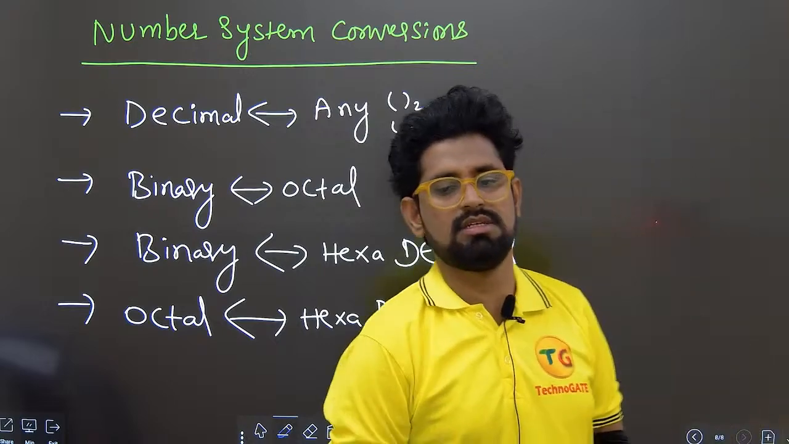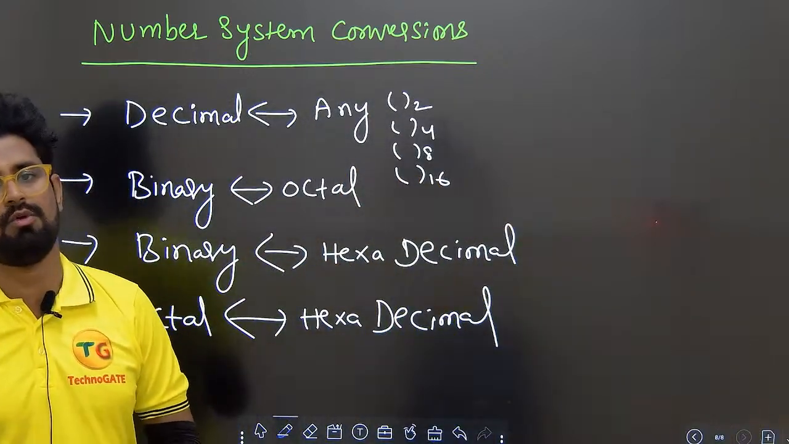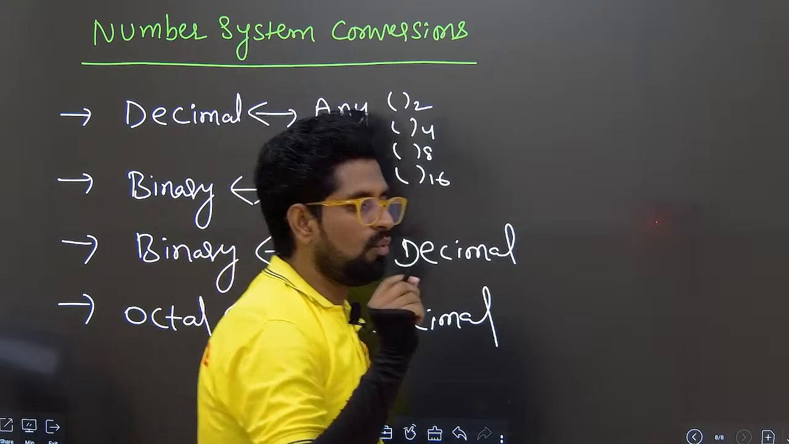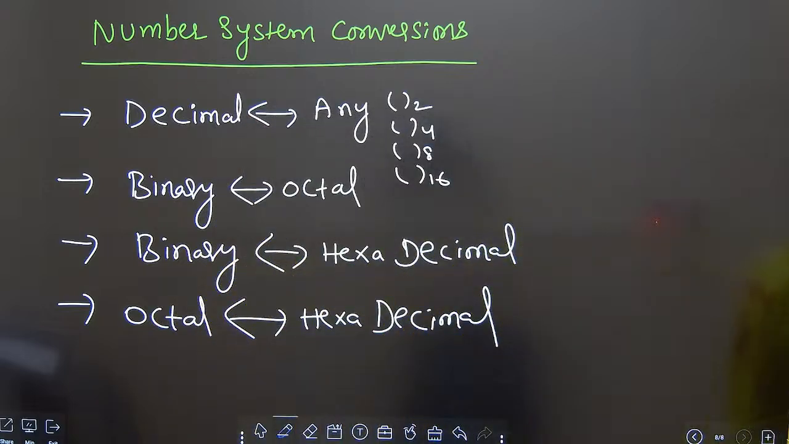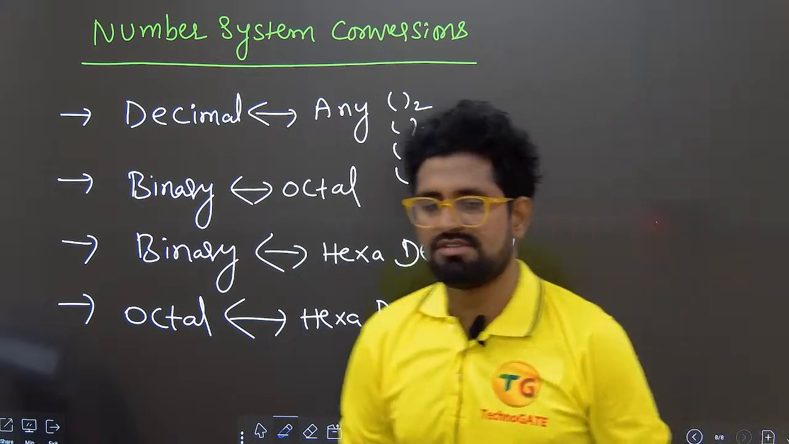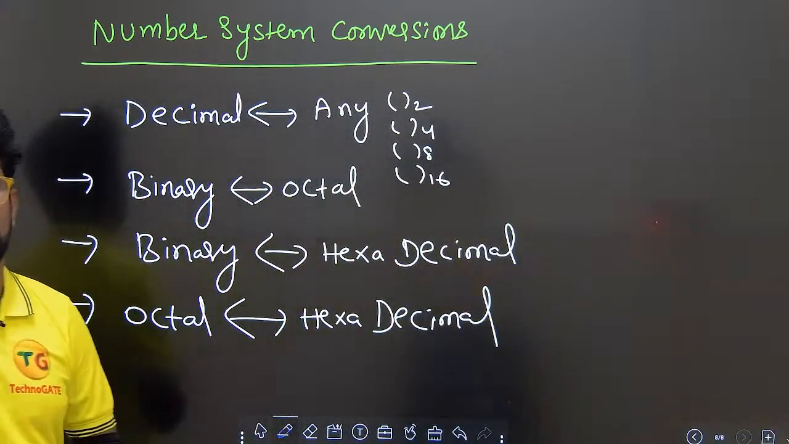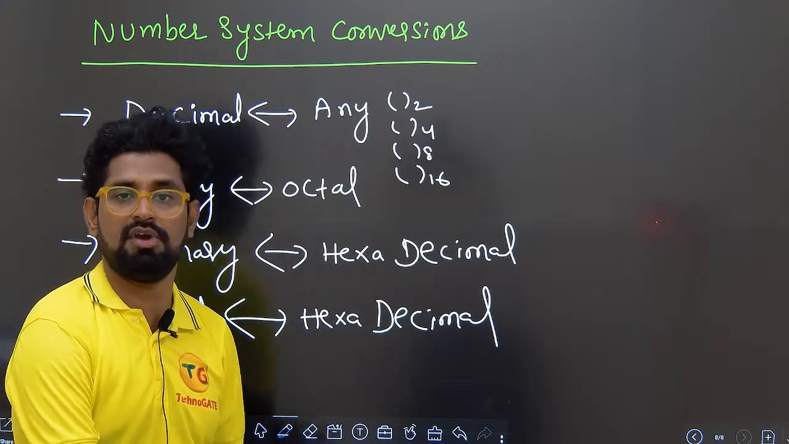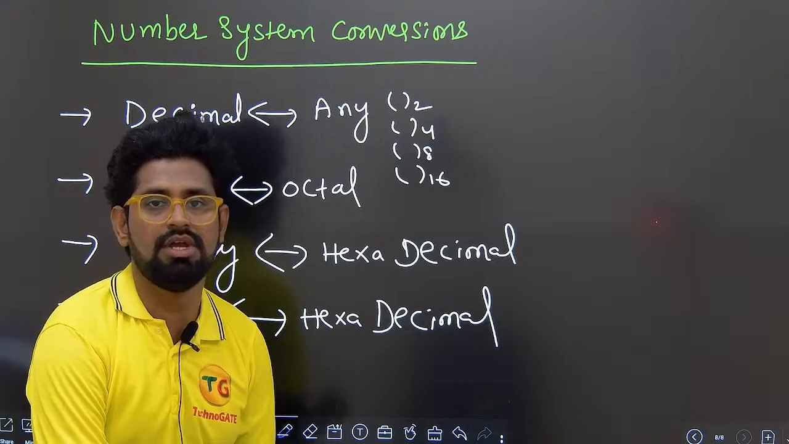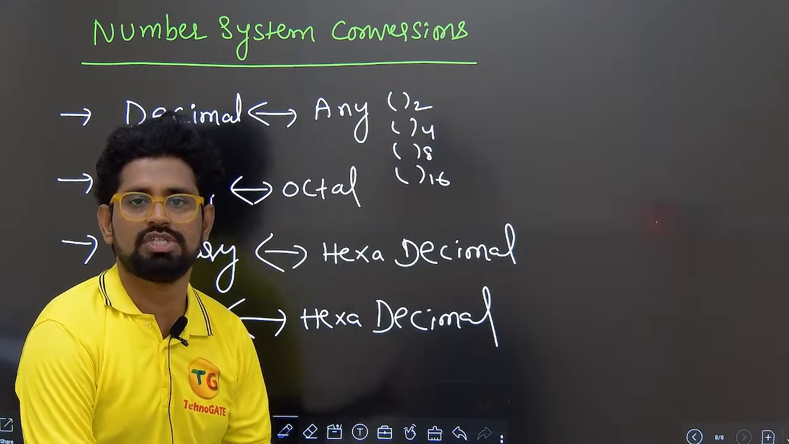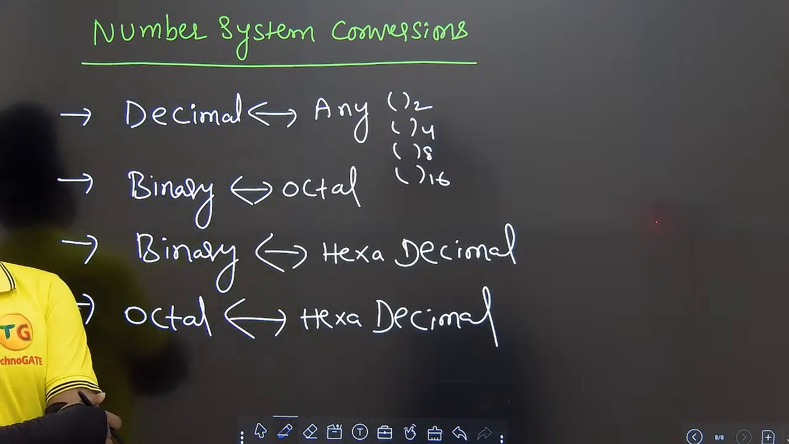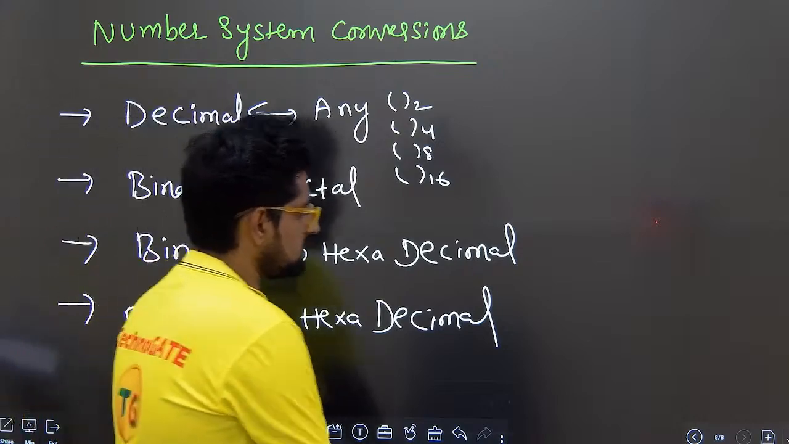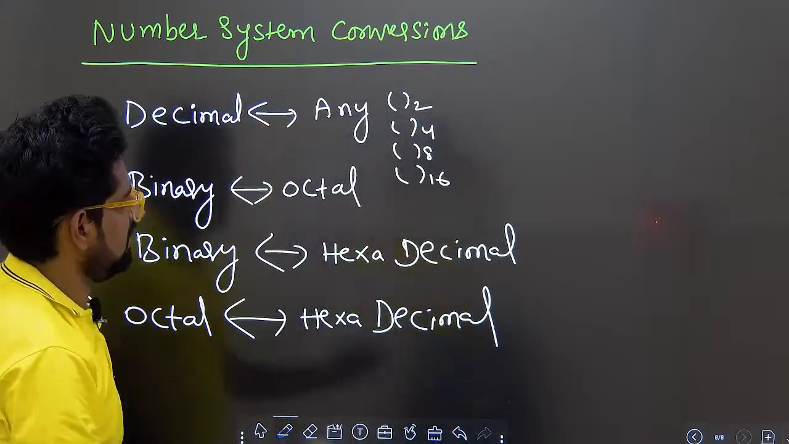Now let me give the fundamental rules of how to convert one number system into another number system. After giving the rules, let us take some examples. With the examples I am going to give you a clear-cut idea of how to solve any question in the examination paper. Okay. So first put the heading decimal to any.